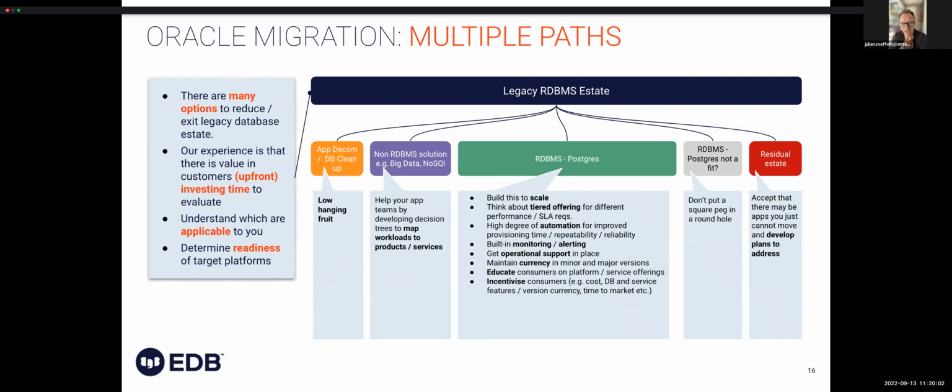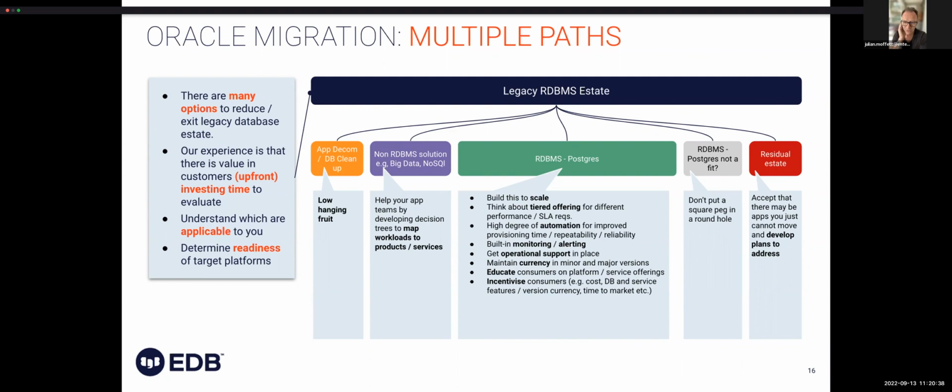The next column talks about organizations going through some kind of application modernization exercise. Often you'll look at your full app stack and may decide to move away from a traditional relational database completely. You may go to big data or NoSQL. Help your application teams there, give them guidance on what's the appropriate platform based on workloads. Even if it's not Postgres, which is our preferred target here, it contributes to you exiting your Oracle or legacy database.